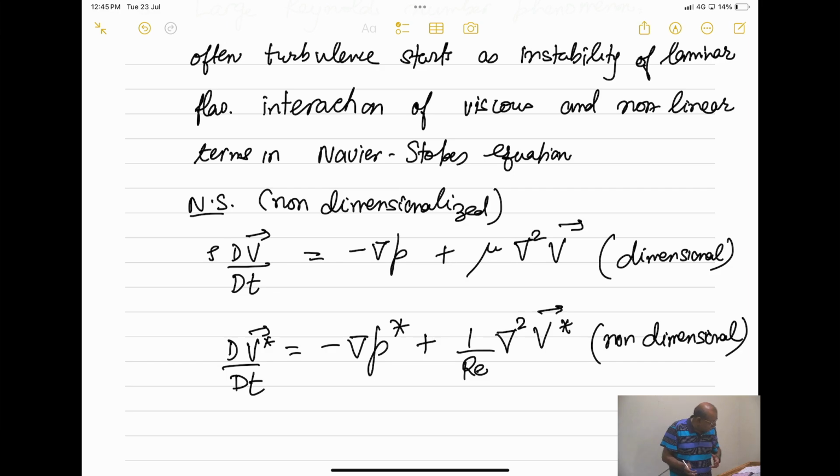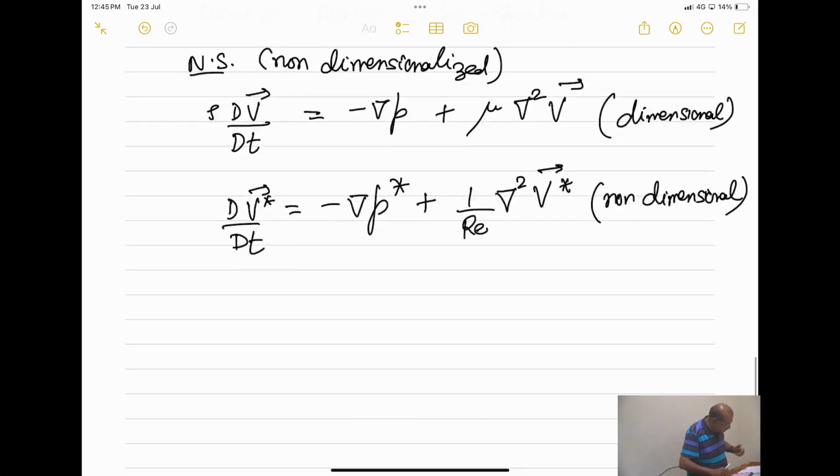And in turbulence, what happens is that there is an interaction between the nonlinear term and the viscous term, and that is what leads to, in some sense, the sustenance of turbulence. And again, more of this will follow as we do more things.